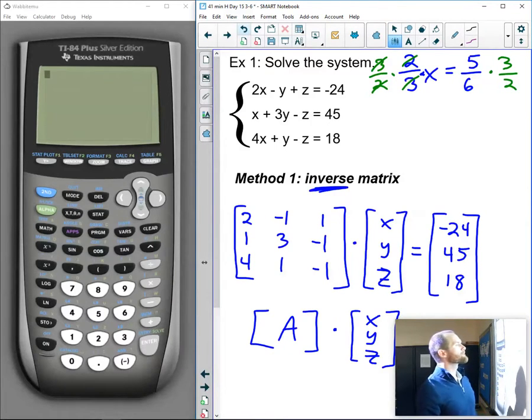Now, in order to tell a graphing calculator to give us the inverse of a matrix, we need to know what sign it uses.